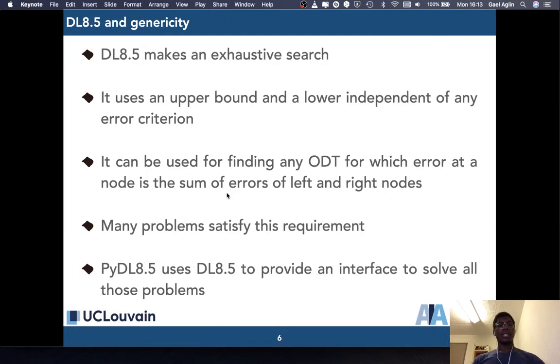We also notice some interesting properties about PyDL8.5. It makes an exhaustive search. It uses an upper bound and a lower bound which are not dependent on any error criterion, so the algorithm can be used to find any optimal decision tree for which the error at a node can be computed by summing the error at the left node and the error at the right node. It is important to point out that many problems satisfy this requirement, so PyDL8.5 uses the DL8.5 algorithm to provide an interface to solve all those problems, even though the basic algorithm was not designed to do so.